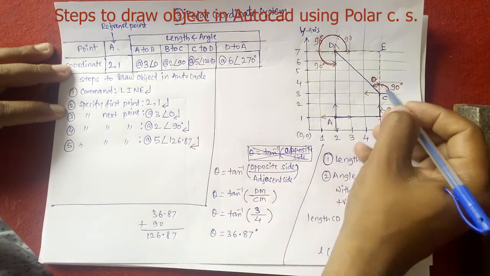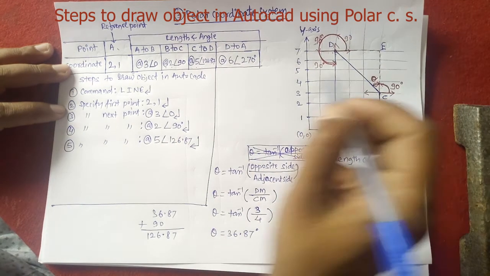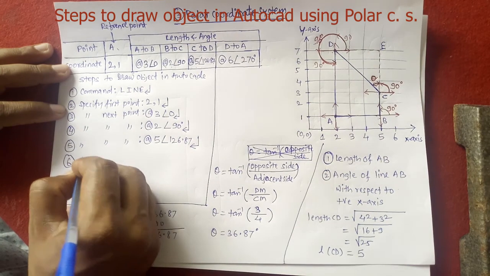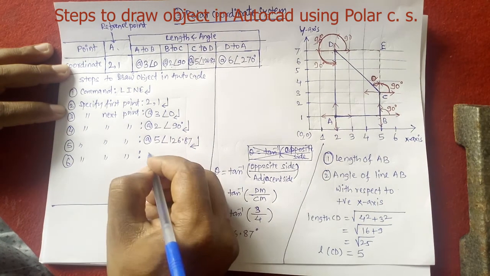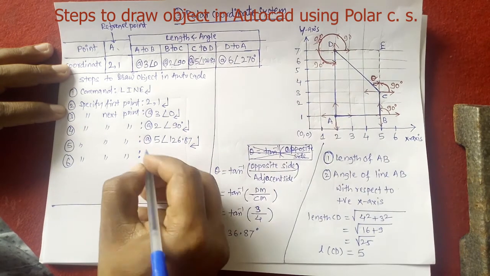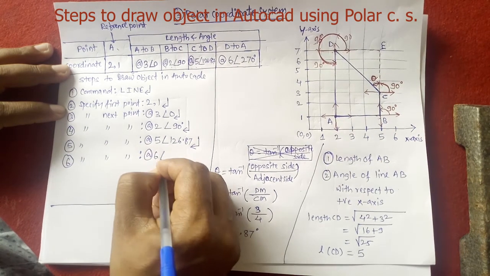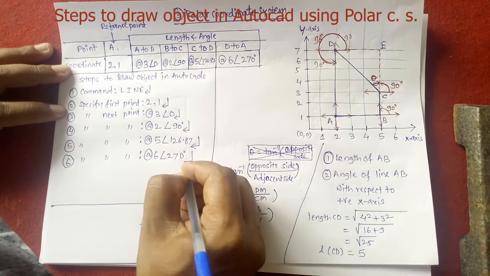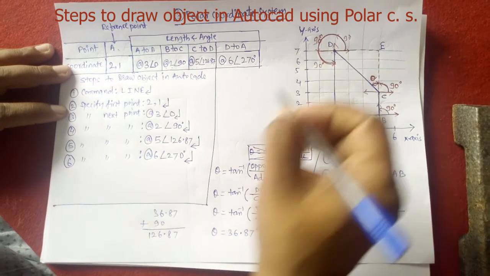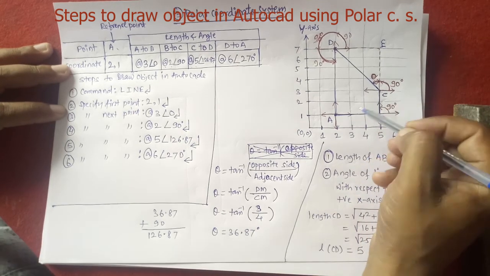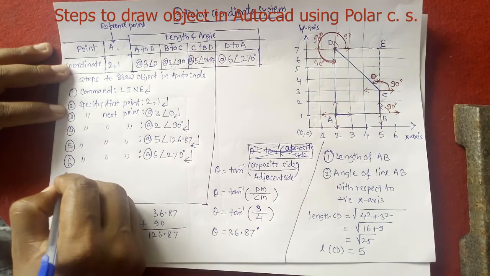So next AutoCAD will ask us to specify next point. It is @6 angle 270 degrees, and press enter button. So this line D to A will be drawn by the AutoCAD. Now to see the whole object in the AutoCAD, finally press the enter button and this object will be in front of you.